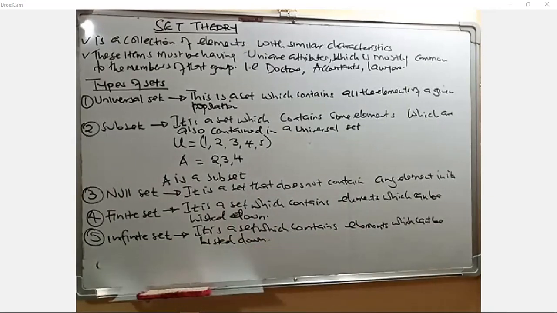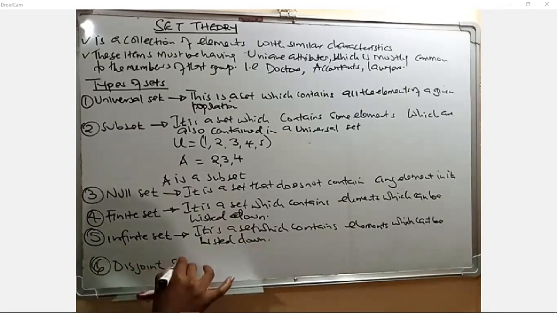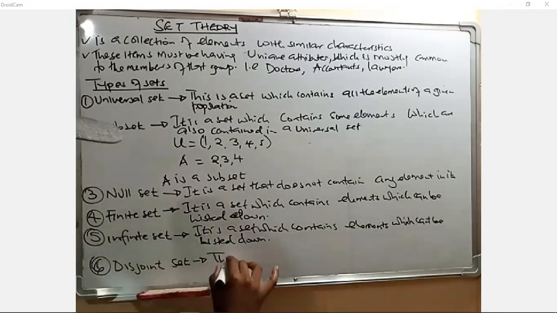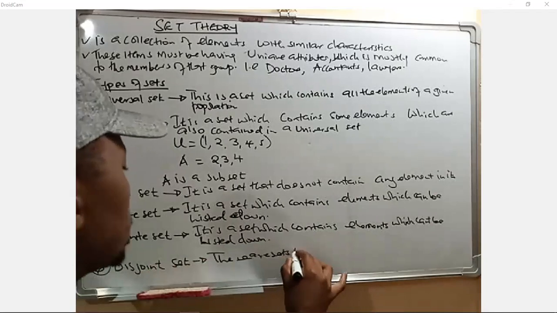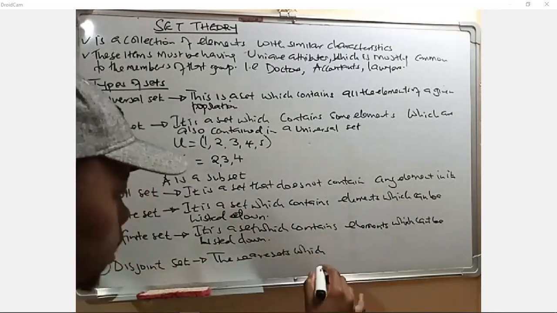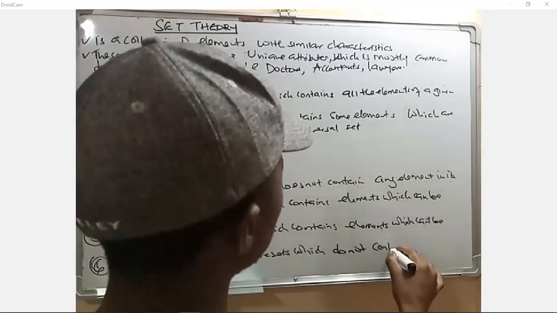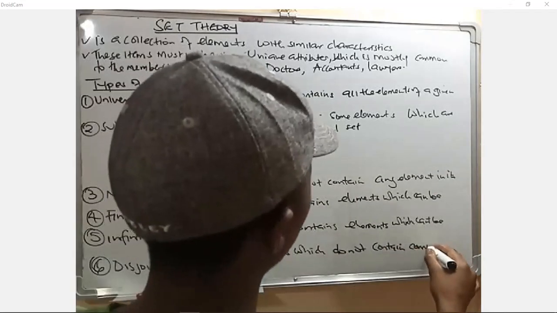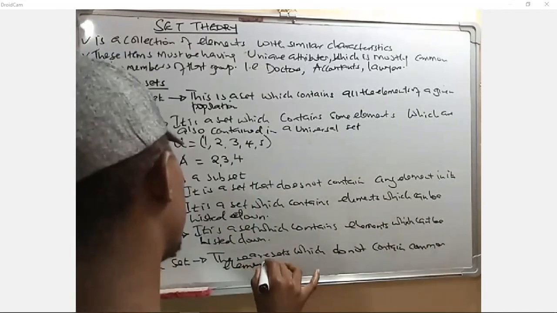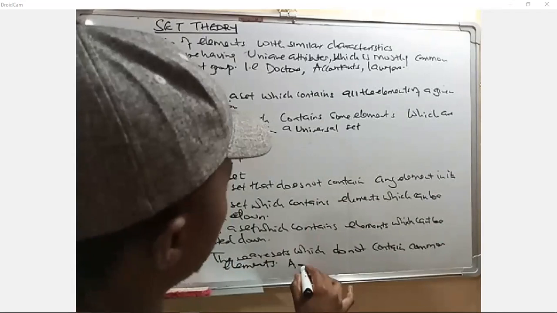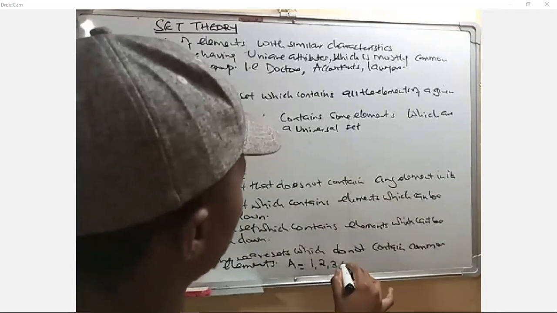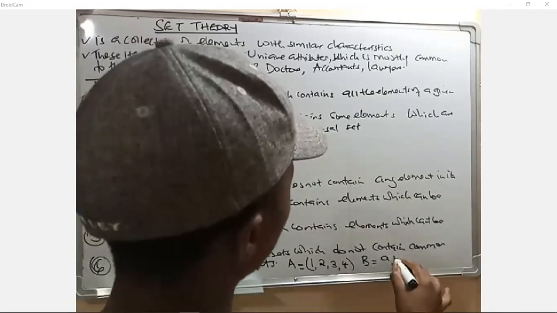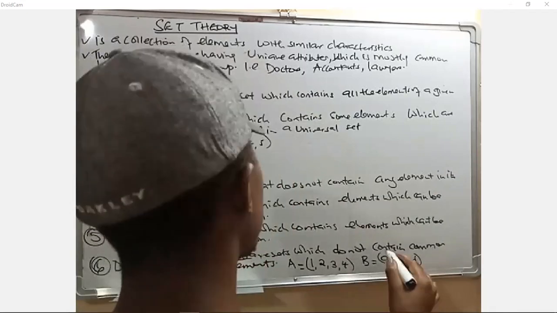Now we normally have disjoint sets, number 6. When you look at the disjoint sets, we say these are sets which do not contain common elements. For instance, you can have set A which has 1, 2, 3, and 4. Then we have set B which has A, B, C, and D. You see, these are disjoint sets.